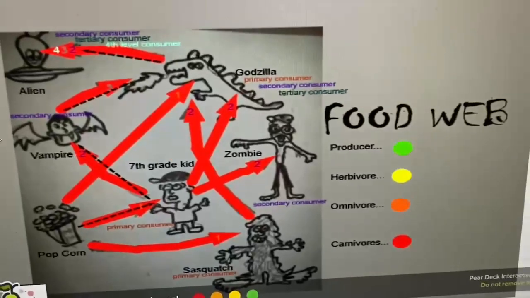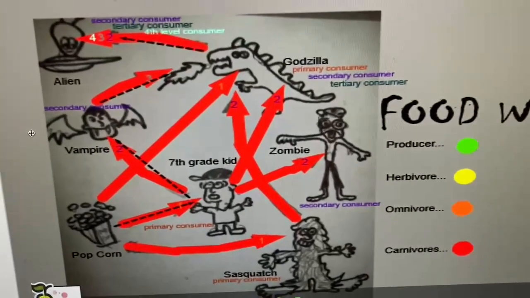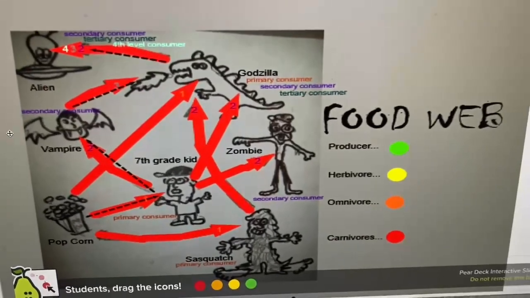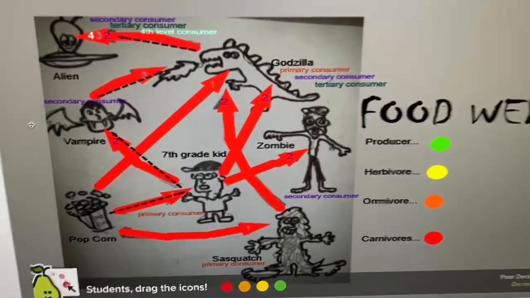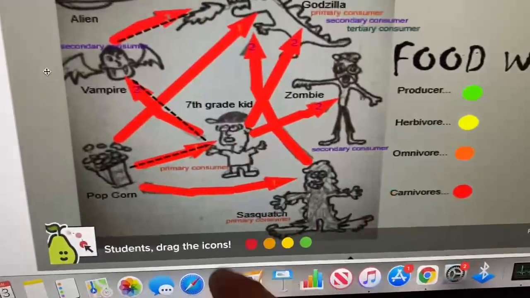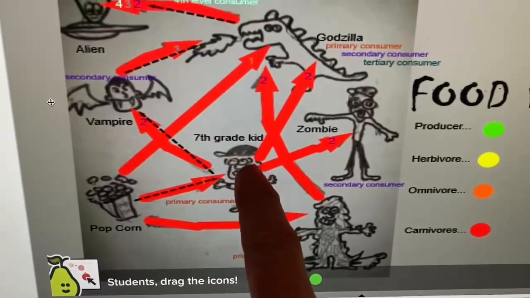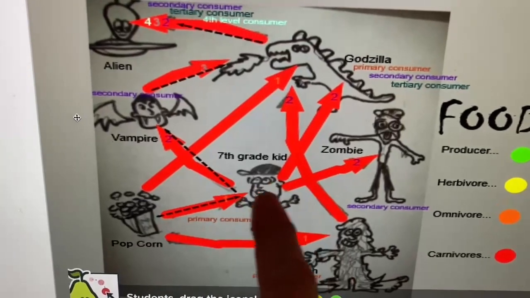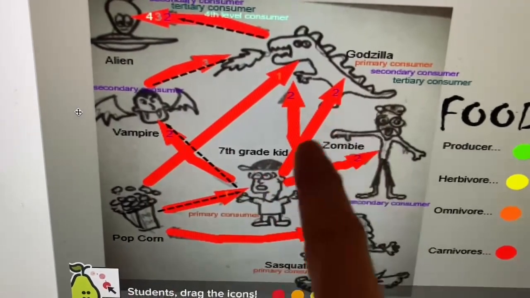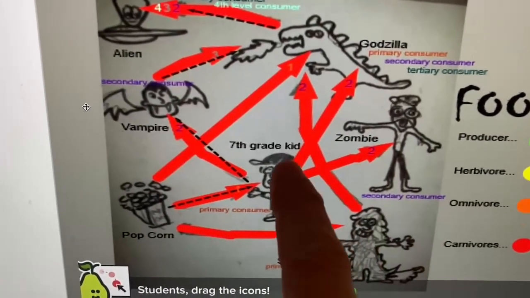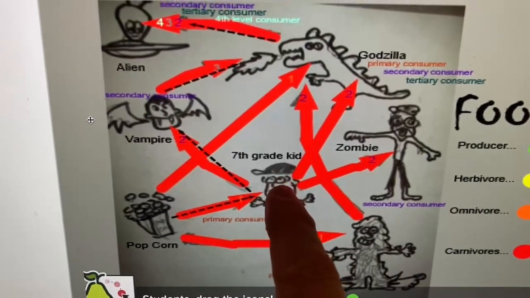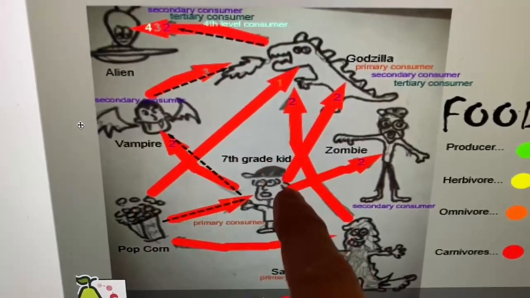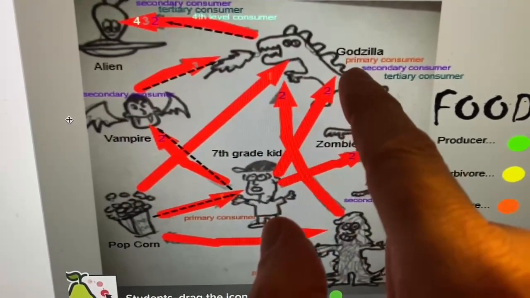Here's a fun food web that I made up, and let's see how well we can read it. Remember, arrows always point towards the eater. So there's a typical 7th grade kid. The arrows going to him are what he eats. The arrows going away from him are what would want to eat him. So if you look at this, yes, the typical 7th grade kid has got to watch out for zombies, vampires, and Godzilla.